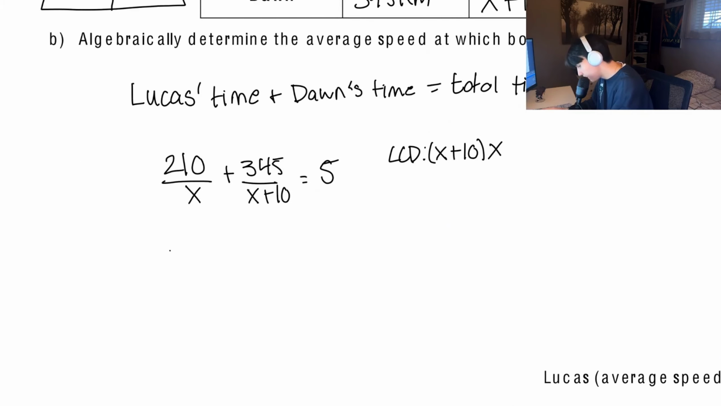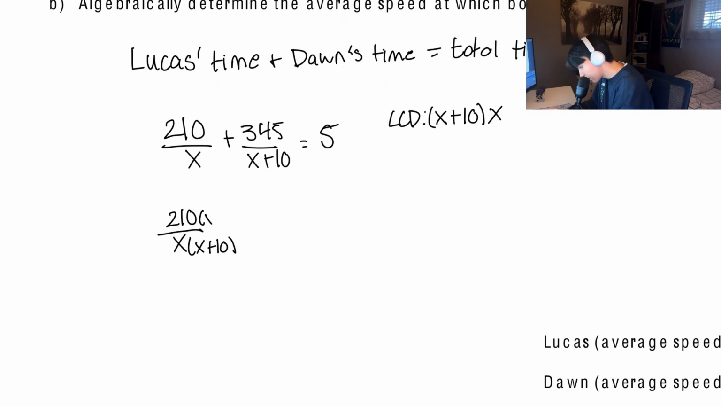But again, we have to do this. So 210 over x. And if our lowest common denominator is x times x plus 10, since we already have this x, we don't have to multiply by another x. All we have to do is multiply by x plus 10, and also multiply the numerator by x plus 10.